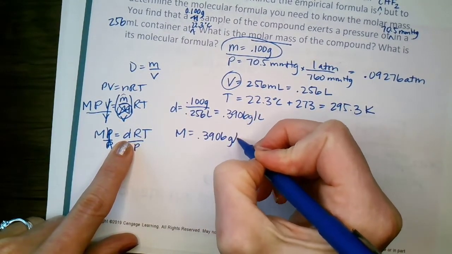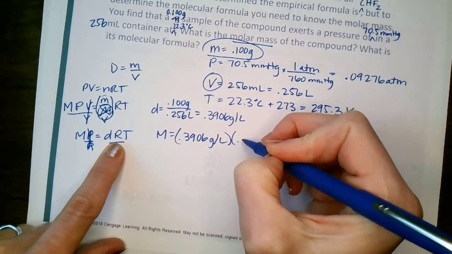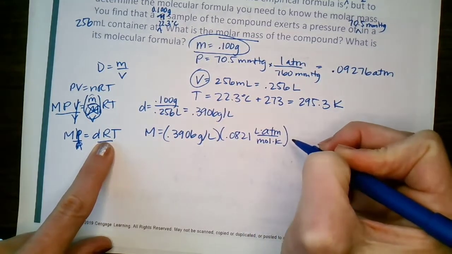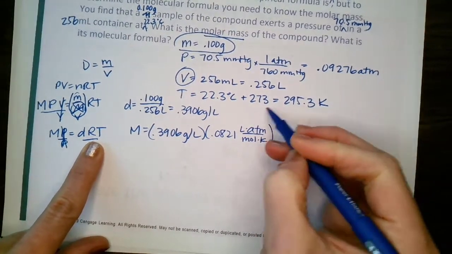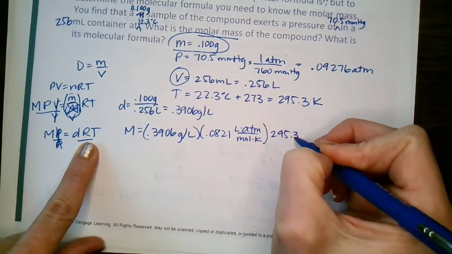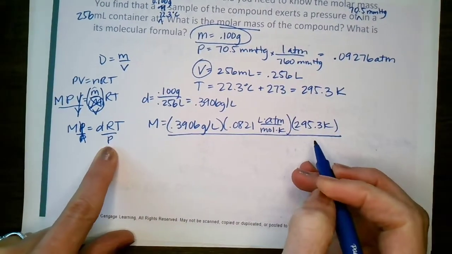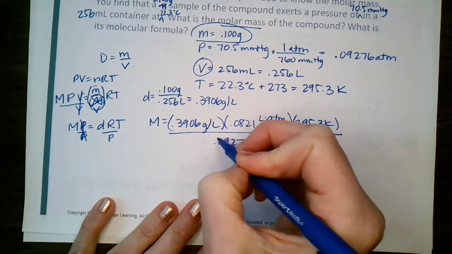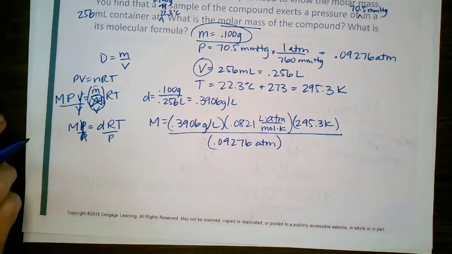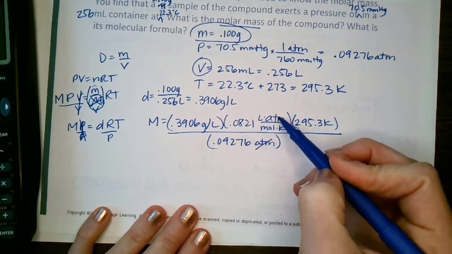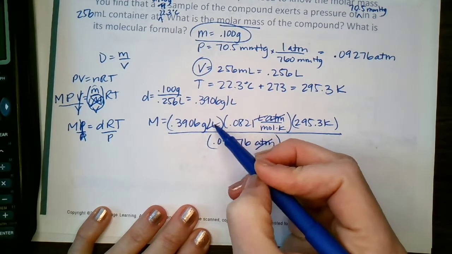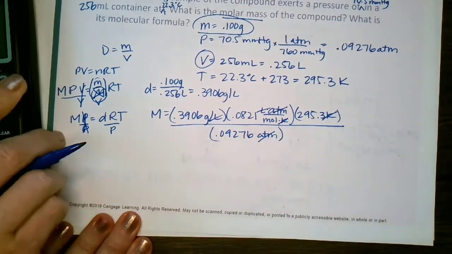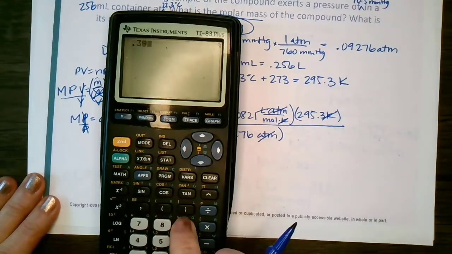So now I'm going to plug it into here. My molar mass is equal to density, so 0.3906 grams per liter times R, 0.0821 liters atmospheres per mole Kelvin, times temperature, 295.3 Kelvin, and all divided by pressure, which we found was 0.09276 atm. Okay, so molar mass. Let's just make sure that everything's going to cancel out. Atm, atm, liters, liters, Kelvin, Kelvin, and we should be left with grams per mole, which is molar mass units.